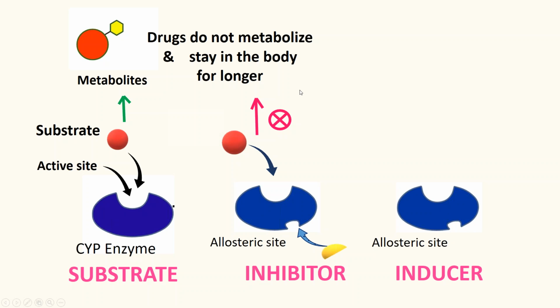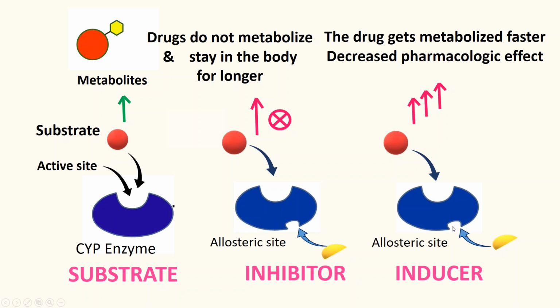And then next we have inducers. Inducers function very similarly to inhibitors. However, they bind to the active site or allosteric site and increase the activity of the enzyme. As a result, when you increase the activity of the enzymes, drugs get metabolized faster and the pharmacological effect of the drugs decreases. So these three effects happen when drugs bind to those enzymes.